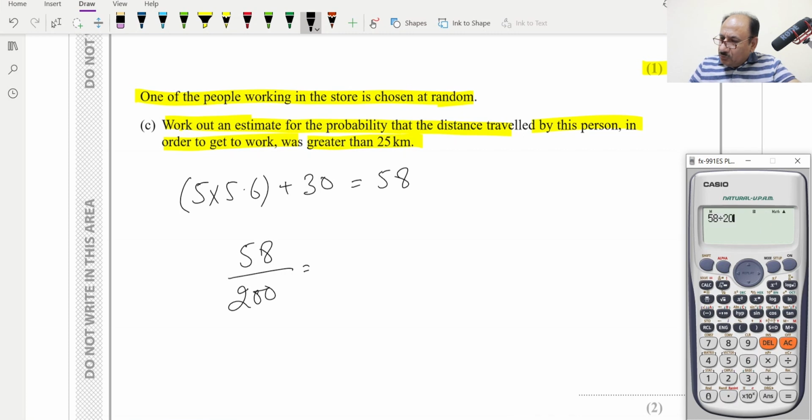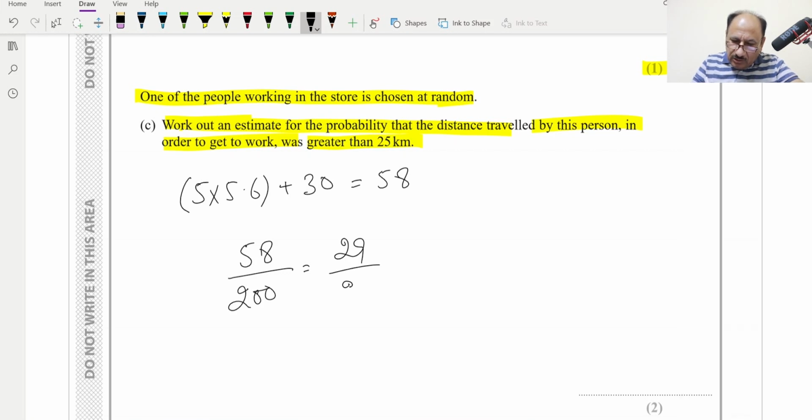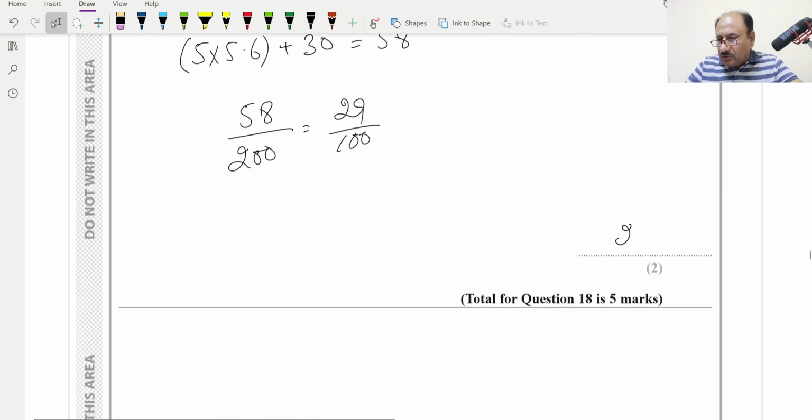58 divided by 200 is equal to, in simplified form, 29 over 100, so we can write 29 over 100. This will be the final answer which we can provide over here. 29 over 100, this will be the final answer.